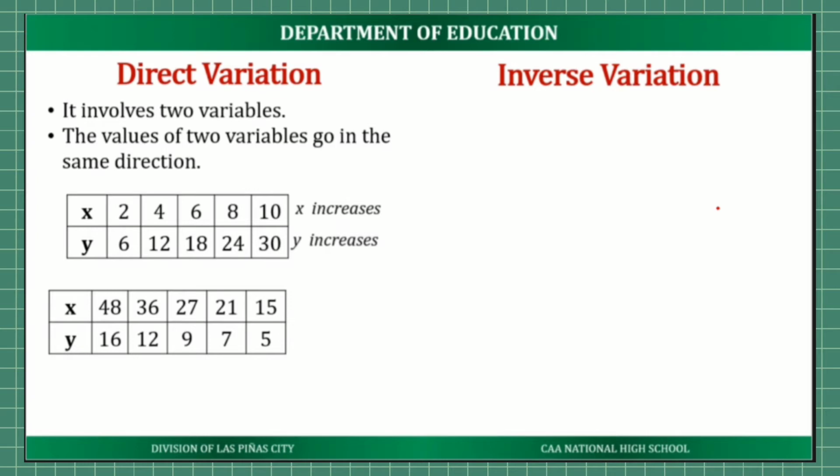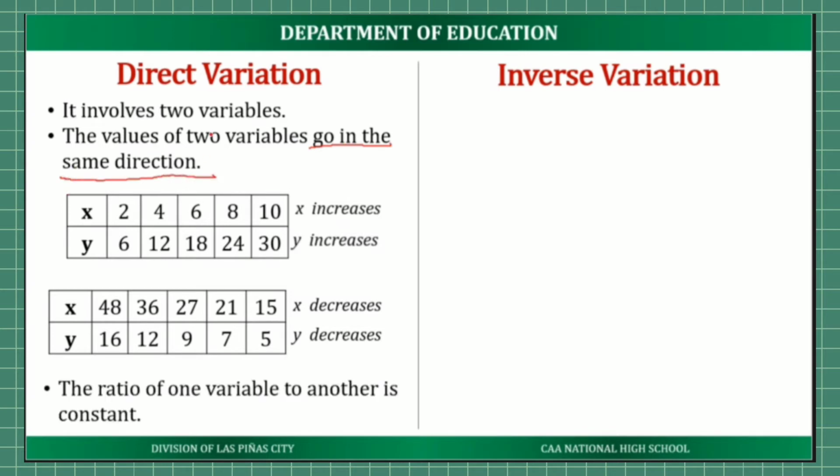Let's have another example. So, the values of x here are 48, 36, 27, 21, and 15. And then the values of y are 16, 12, 9, 7, and 5. So, as x decreases, y also decreases. Kaya nga sabi dito, the values of the two variables go in the same direction. And then the ratio of one variable to another is the constant.